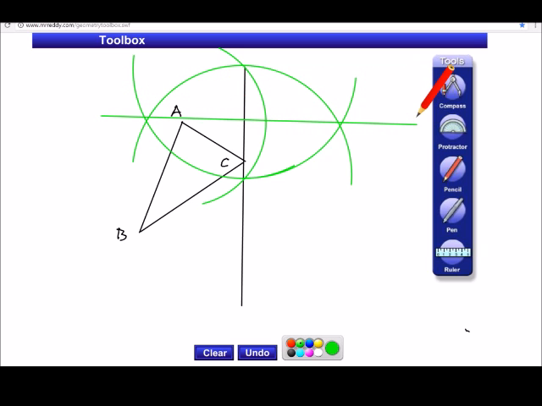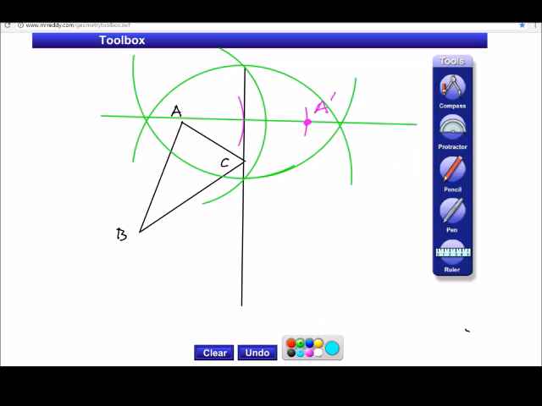Now the really important part here is I use my compass to measure the distance from point A to the line of reflection. So there's the distance to the line of reflection, and now I'm going to use my compass to measure that distance again. Mark my distance there, and this point becomes A prime.